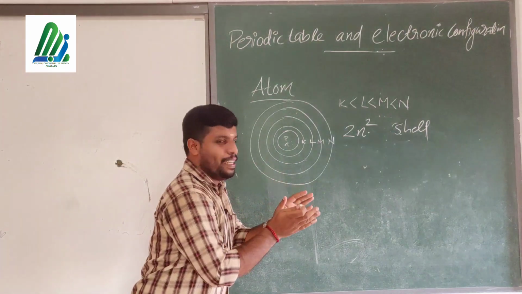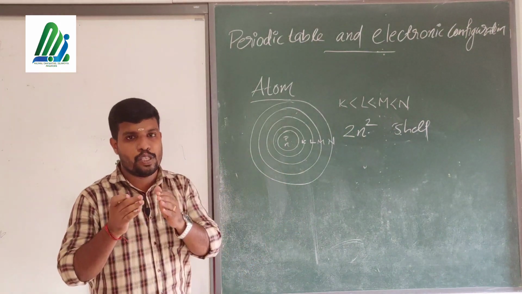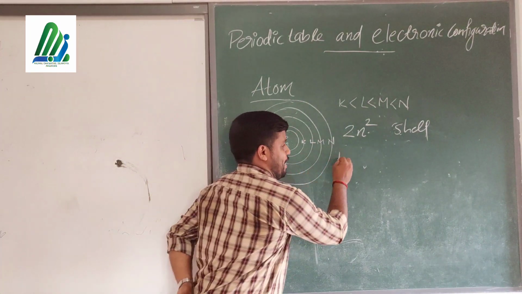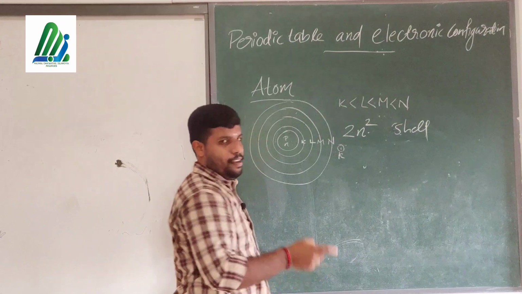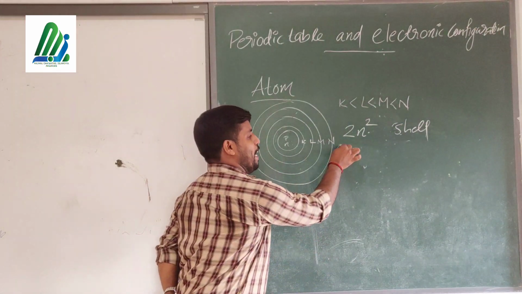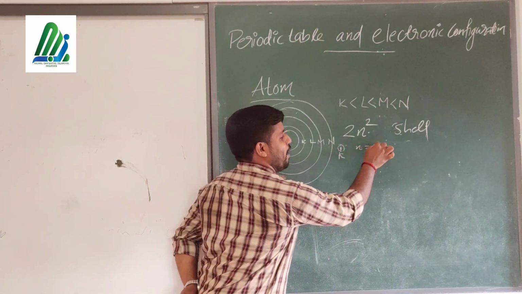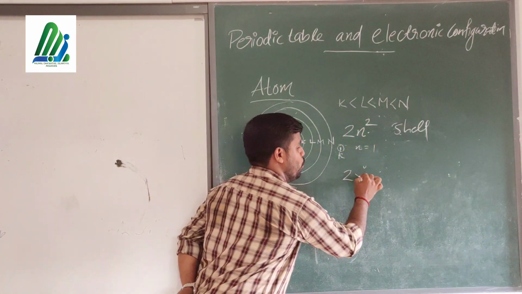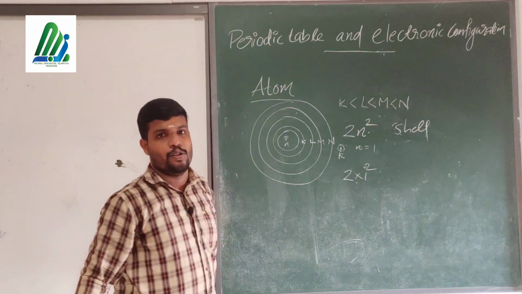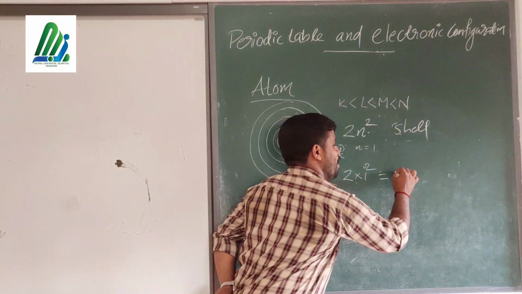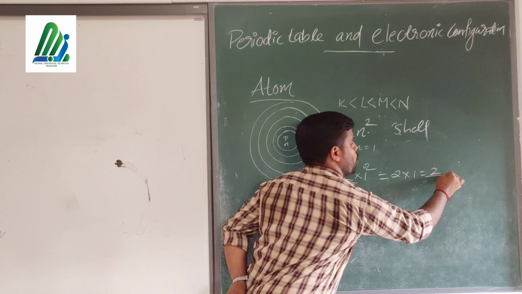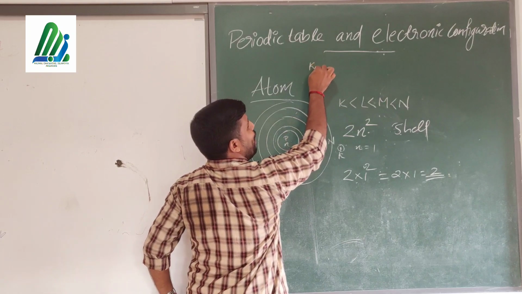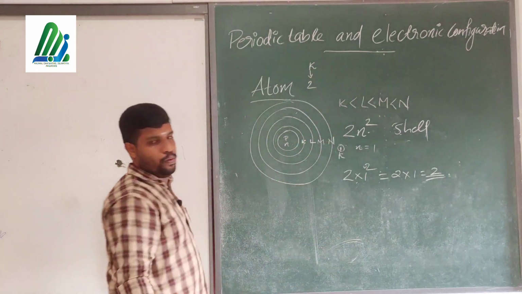If you want to find the maximum number of electrons that can be accommodated in the K shell, how can you find that? The K shell is the first shell. The value of n here is 1. Substituting this value, we get 2 into 1 square. 1 square is 1, and 2 into 1 is equal to 2. So the maximum number of electrons that can be accommodated in the K shell is 2.